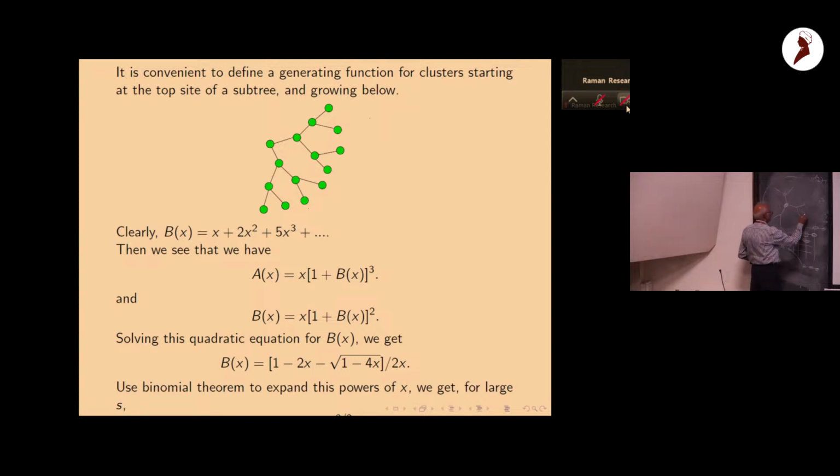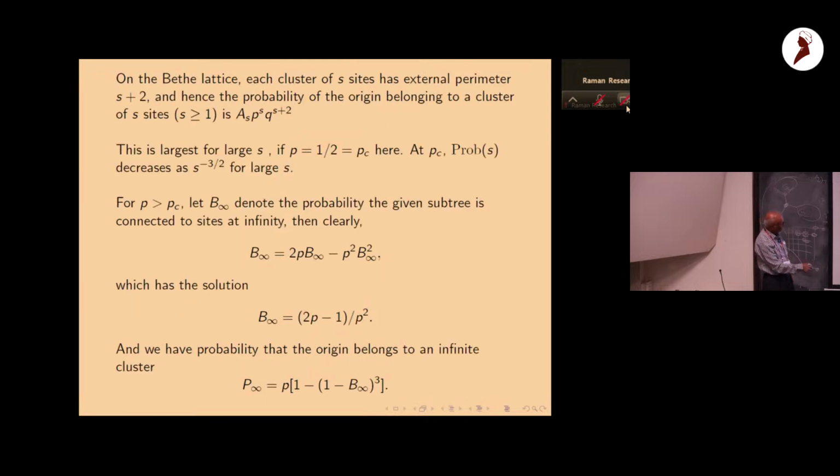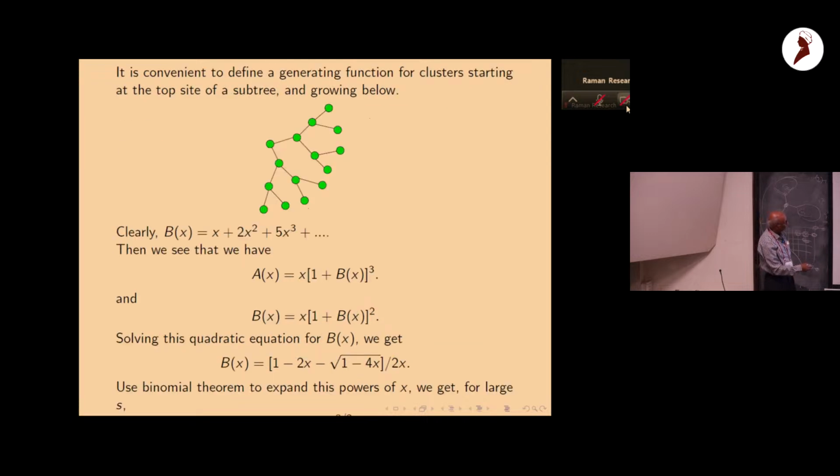So here, if there are S1 sites, and these are S2, and these are S3, then the weight of this animal in the full thing will be x to the power S1 plus S2 plus S3. So the generating functions multiply. That is what we are using. That is the non-trivial result. And this is the main equation. A is x into 1 plus B whole cubed. But by using the same logic, I get B. I get B is equal to x into 1 plus B whole squared from this picture. This is there, and then this is 1 plus B, and this is 1 plus B whole squared.